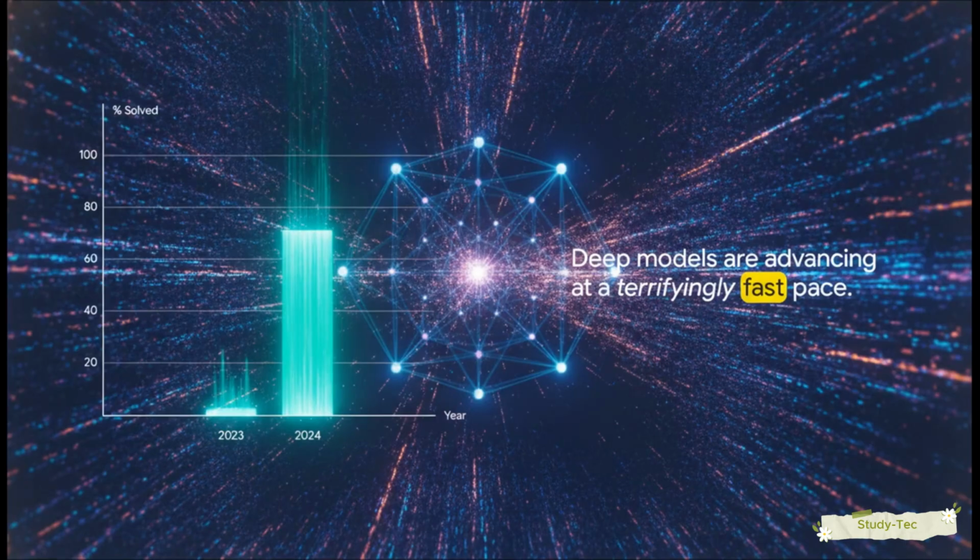Because these neural networks scale so beautifully with more data and more computational power, these deep models are advancing at a terrifyingly fast pace. Consider this. On the WSC Bench complex coding task, AI systems jumped from a mere 4.4% success rate in 2023 to a staggering 71.7% in just a single year. That is the raw power of deep learning architectures processing vast amounts of unstructured data.